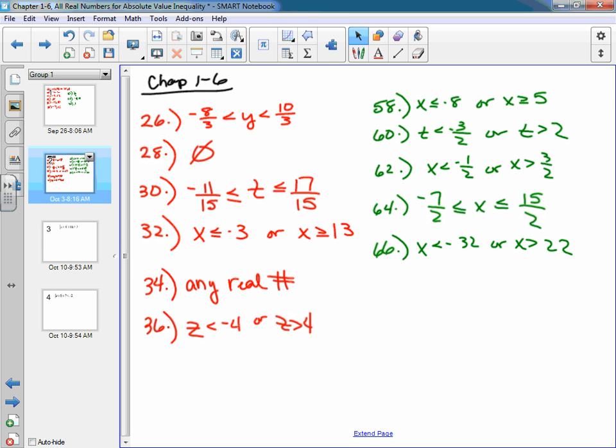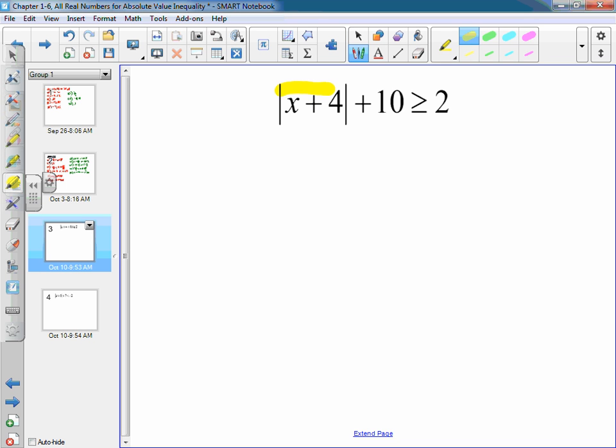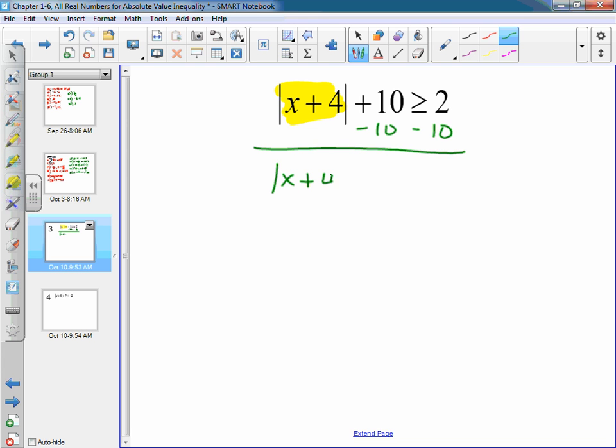great. I want to go over the concept of number 34 with you because I didn't get to talk about that in 28 with you. So this is an example like 34. If I give you the absolute value of x plus 4, plus 10 is greater than or equal to 2, what we have to do is step 1, isolate our absolute value. So our absolute value is right here. So if I isolate that, I'm going to subtract 10 from both sides. So the absolute value of x plus 4 is greater than or equal to negative 8.